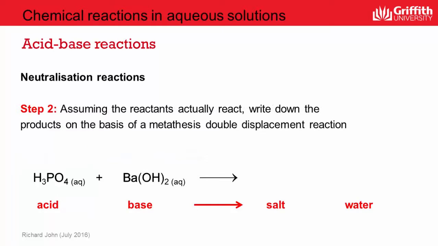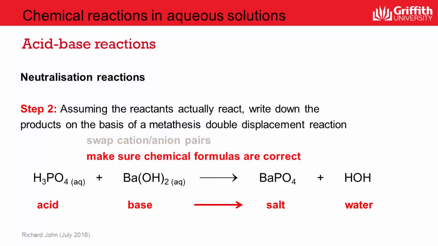So step 2 here is, assuming that the reactants actually react, write down the products based on a double displacement metathesis reaction. So what actually happens here is we're going to swap anion and cation pairs, and the hydrogens from the acid get together with the hydroxides to effectively form the water, and the positive bit of the base, the barium, is going to get together with the negative bit of the acid, the phosphate, to form the salt barium phosphate.